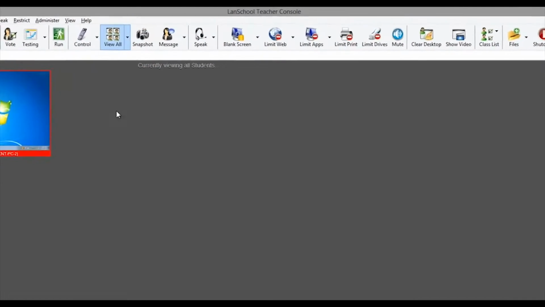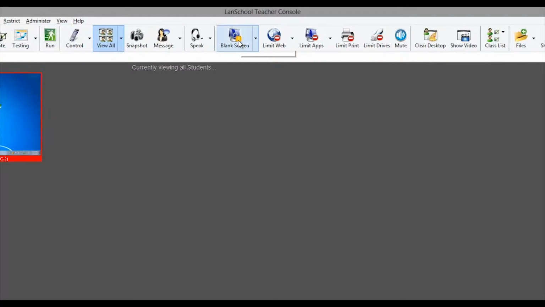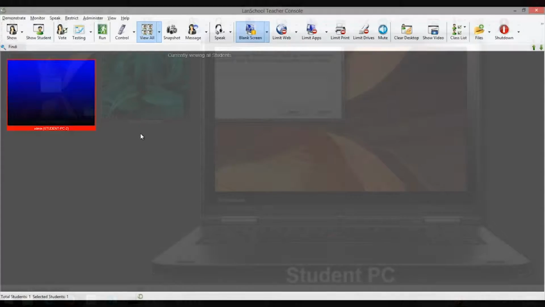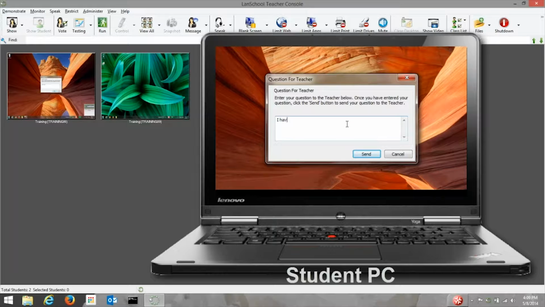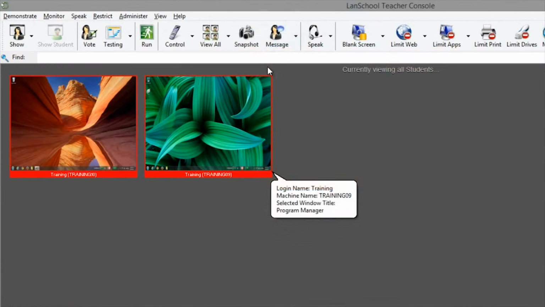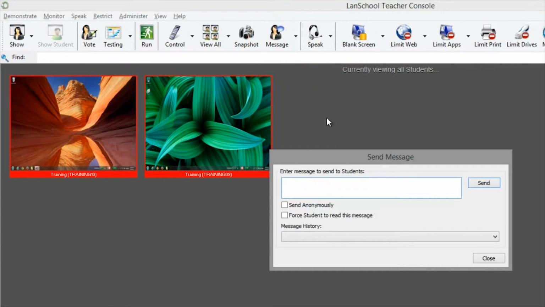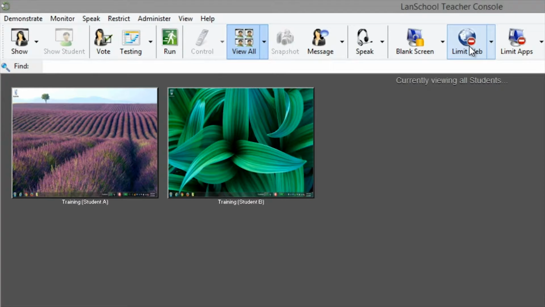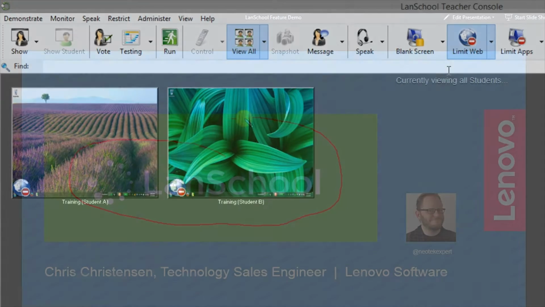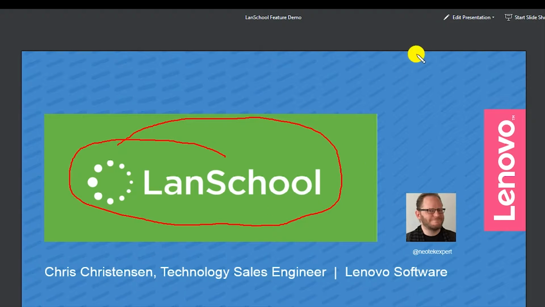Both teachers would be able to blank the screens of the student devices, answer questions as students ask them, message students to assist them as needed, block certain distracting applications or websites on students' devices, and initiate a show teacher broadcast.